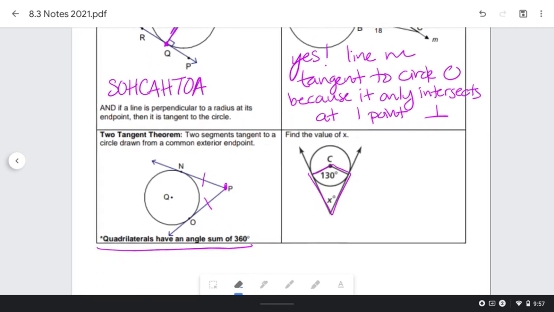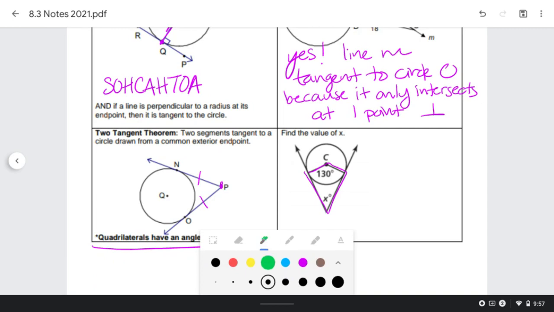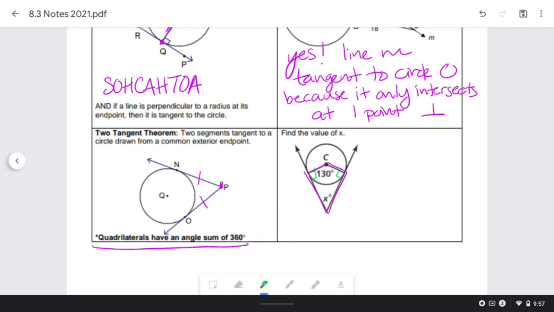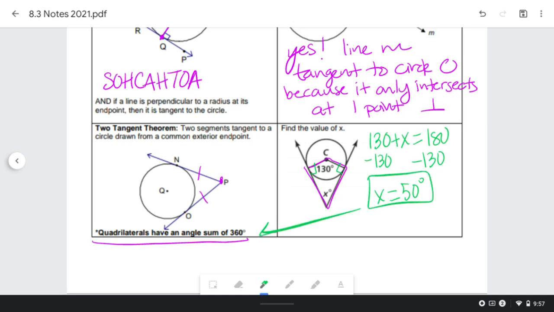So it's telling us to find the value of X. So if you remember with your quadrilaterals, opposite angles are equal to 180. So that means, it should be obvious because this is 90 degrees and this is 90 degrees. So if you add those up, you get 180. But the other opposite angles are also supplementary. So 130 plus X equals 180. We subtract 130 from each side, and we get X equals 50 degrees. And that's why it reminded you that quadrilaterals have an angle sum of 360.